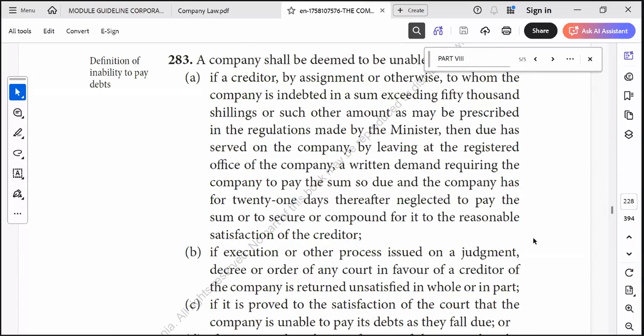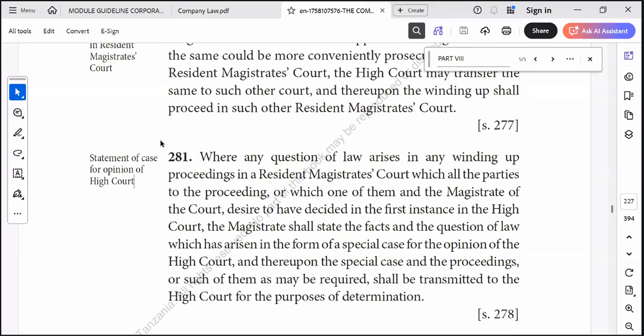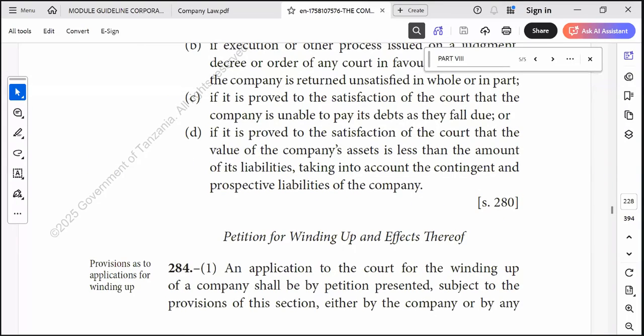So when someone asks a question like, okay, you're saying a company will be wound up because of the inability to pay debts, then this is what you have to explain in terms of the inability to pay debts.